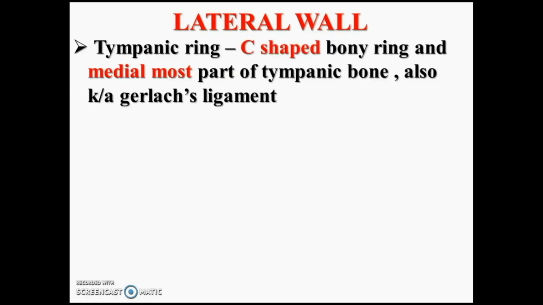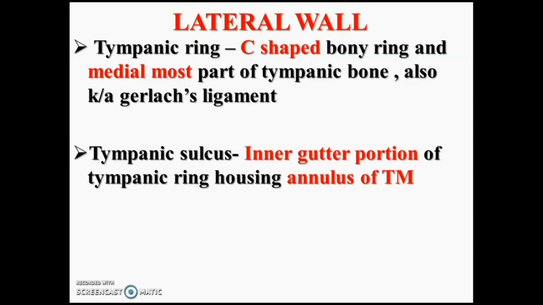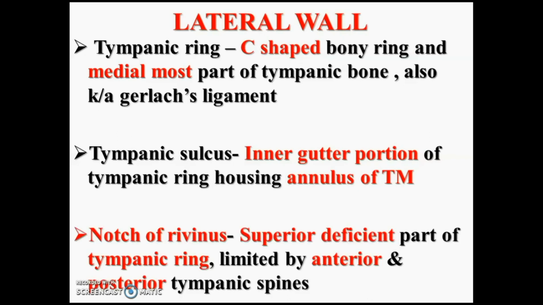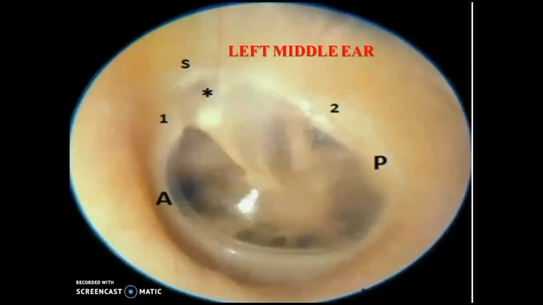Then the tympanic ring is a horseshoe shaped or C-shaped bony ring, and the medial most part of the tympanic bone, also known as Gerlach's ligament. The tympanic sulcus is the inner gutter-like portion of the tympanic ring. It holds the annulus of the tympanic membrane, and between this horseshoe shaped ring you will see the notch of Rivinus, that is the superior deficient portion.